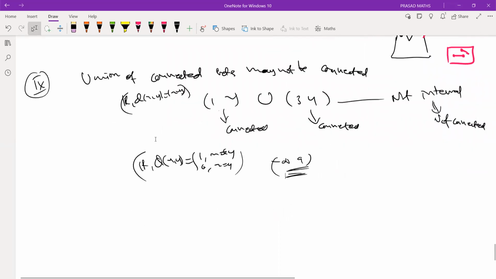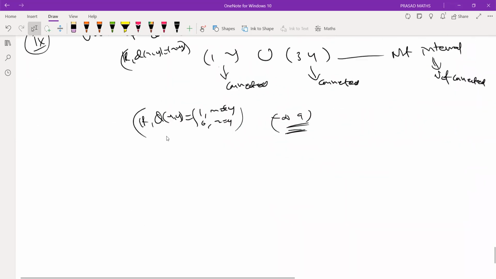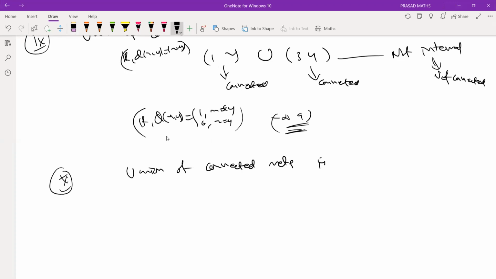So the union of connected sets may not be connected, but suppose you take an additional condition. If each alpha is connected, the union of connected sets is connected provided they have a common point. Meaning the intersection is non-empty.